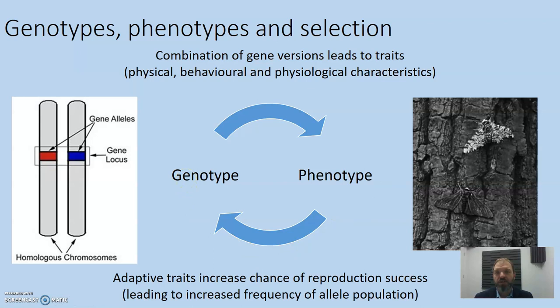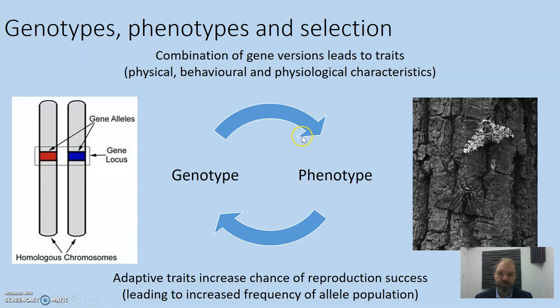So they will have a change in the frequency of the allele that leads to the light phenotype. And that's what we call evolution: change in the gene pool, which is the sum of all the different alleles and their frequencies, change in the gene pool over time within each population.